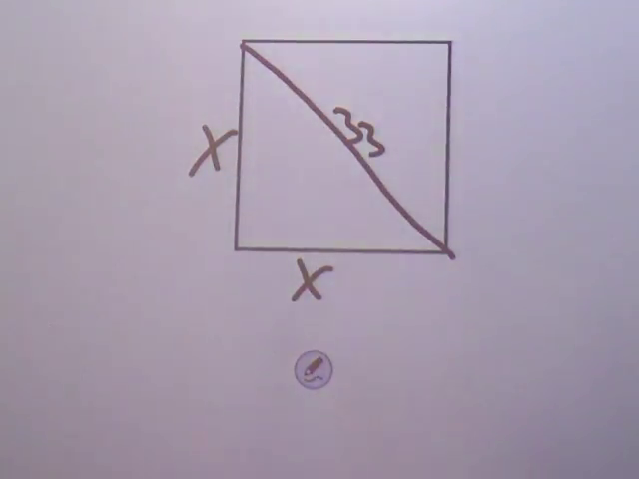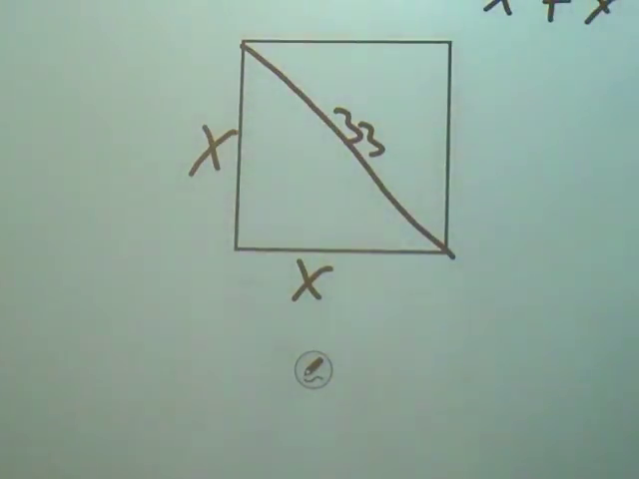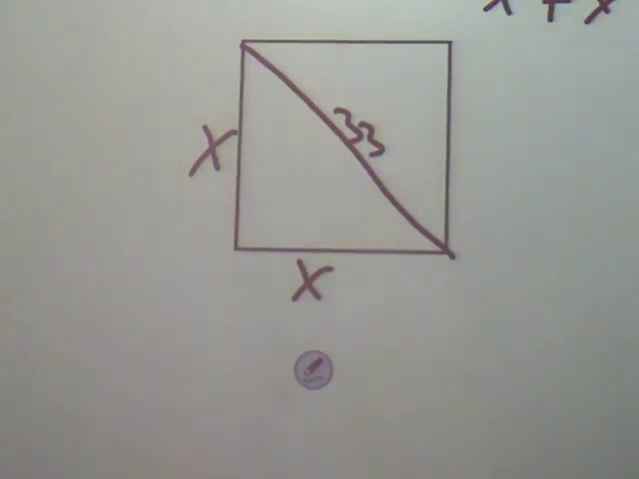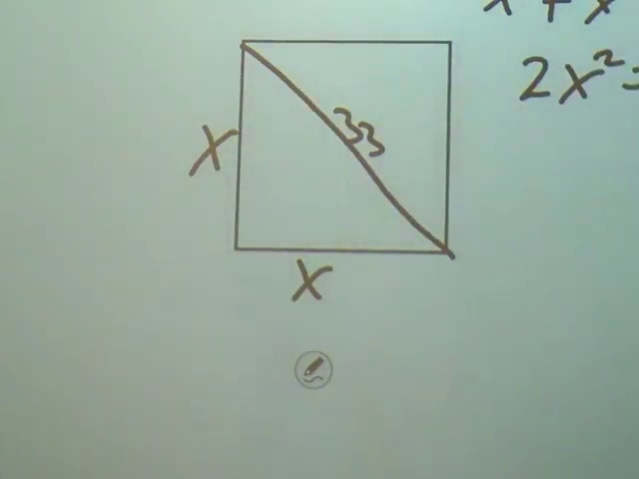In case you don't know, it tells you to use the Pythagorean Theorem to figure out the sides of a screen. So a squared is x squared. B squared is also x squared. 33 squared is 1089. Combine these like terms, x squared and x squared is 2x squared. Divide by 2.